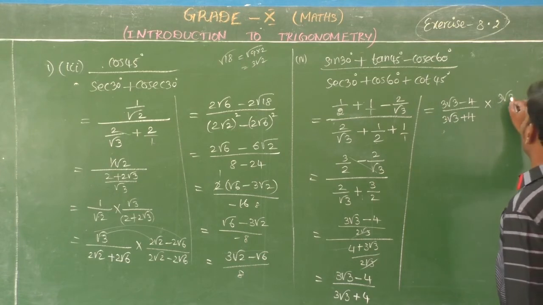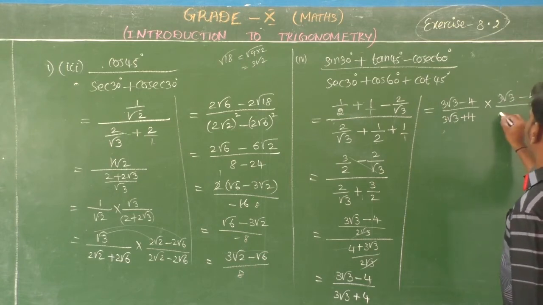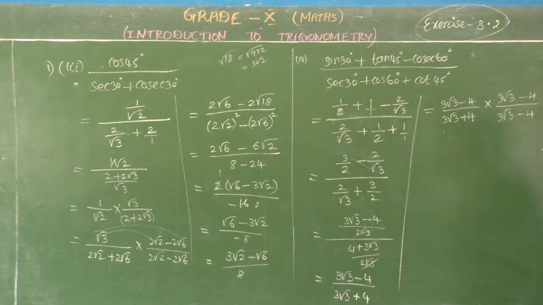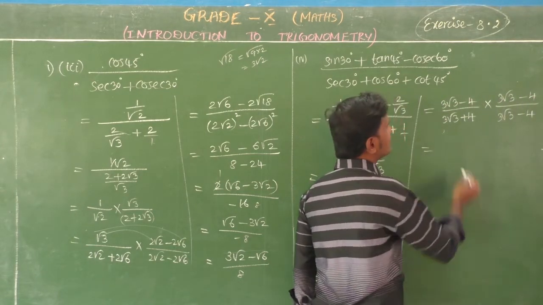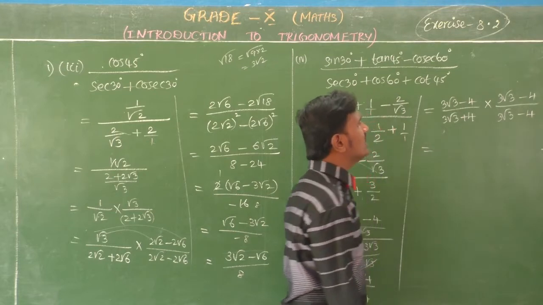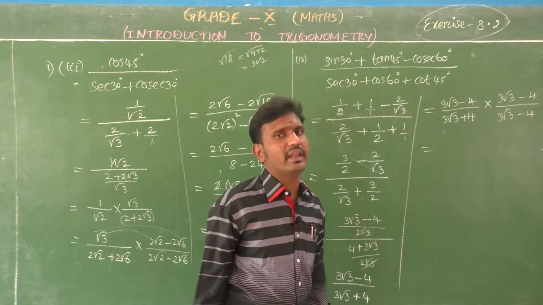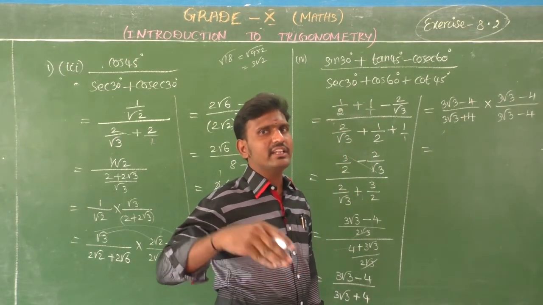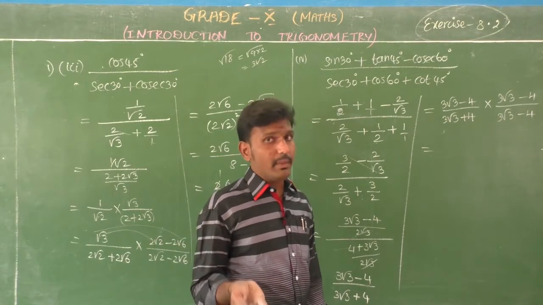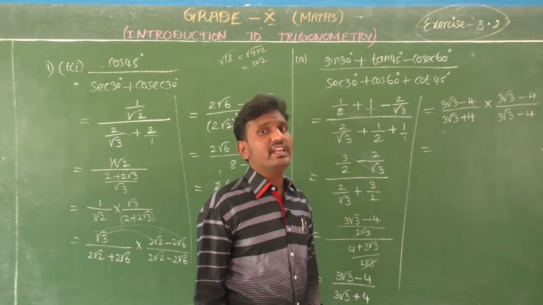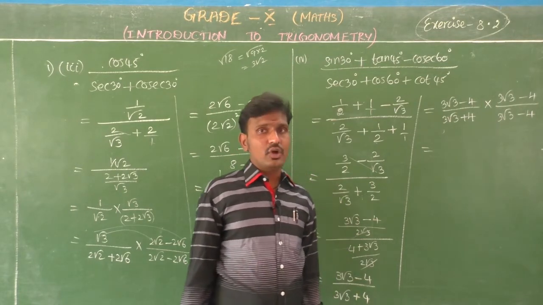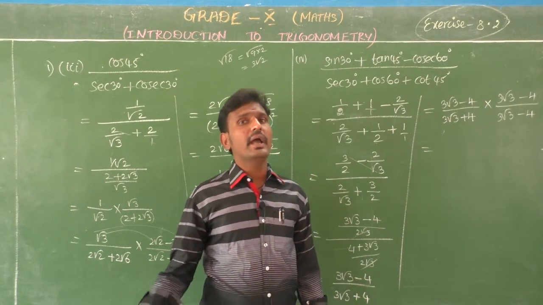3 root 3 minus 4, the whole, divided by 3 root 3 minus 4. Okay students? Yes. Now listen, what do you want to do? Multiply. Okay, see, this is 3 root 3 minus 4 and that also 3 root 3 minus 4. Shall we consider (a minus b) into (a minus b) equal to (a minus b) the whole square? And you know the formula, (a minus b) the whole square equals a square plus b square minus 2ab.